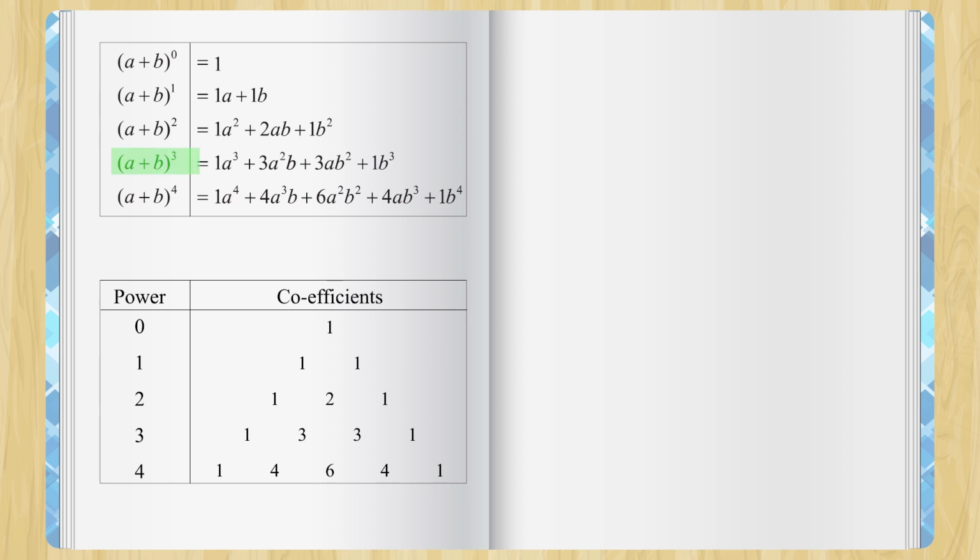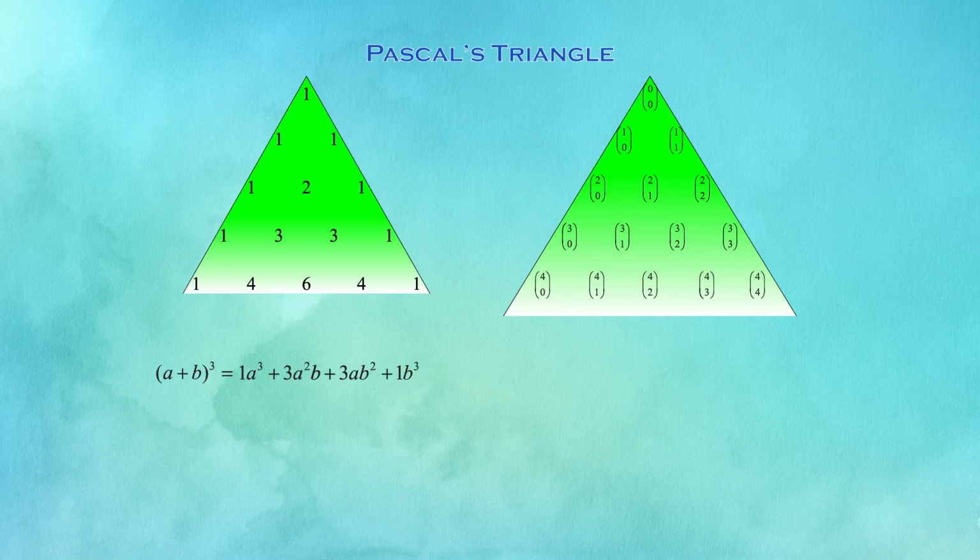I'll just copy this (a plus b) cubed equation to this section over here. We know that the coefficients come from this row of Pascal's triangle. Now, if you look closely, the pattern that a follows is that it starts at 3 and keeps decrementing by 1. Some of you may be wondering what happened to a in the last term. Well, a raised to 0 is 1. So this expression is the same as this.